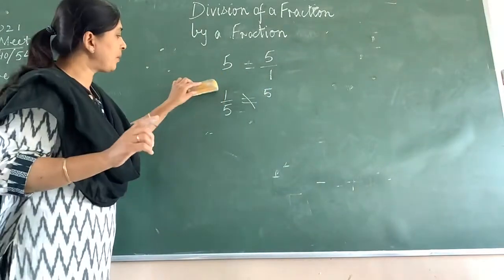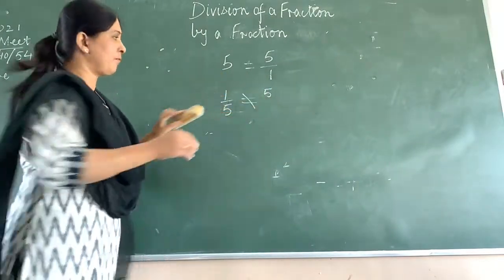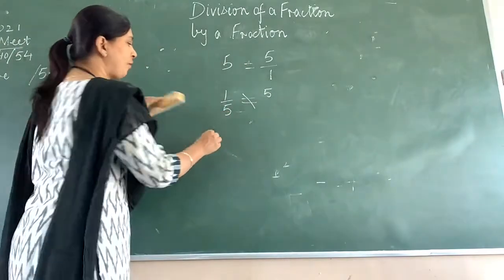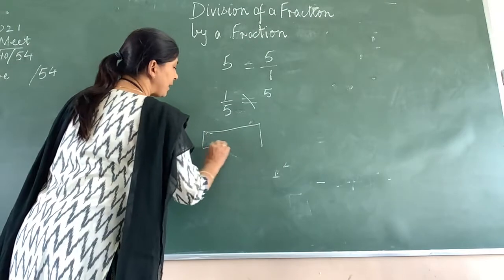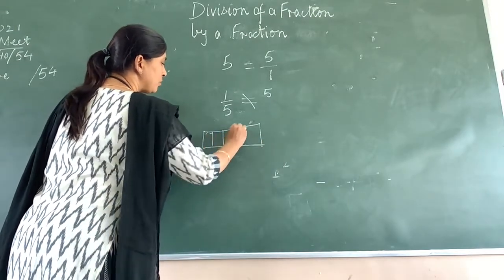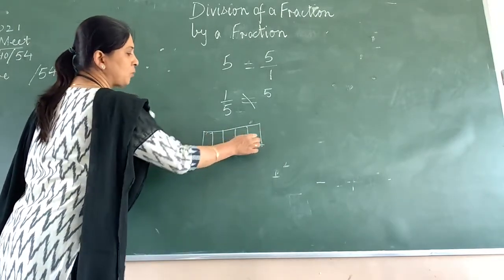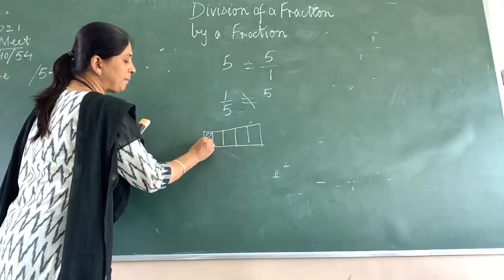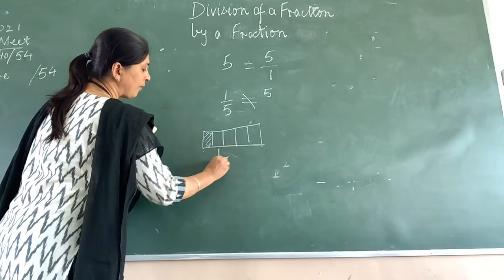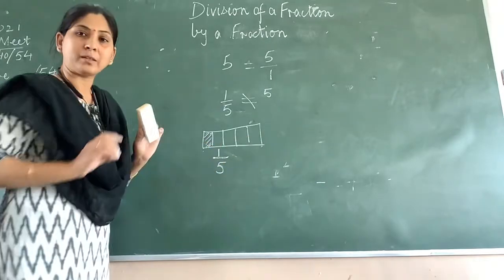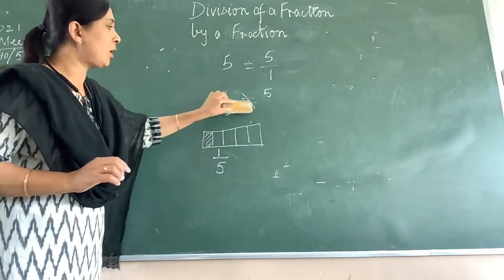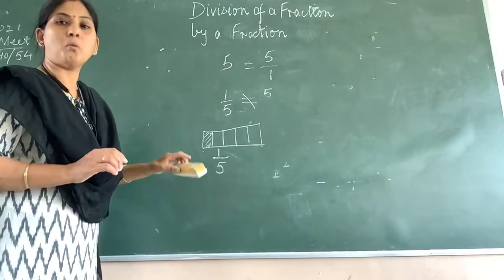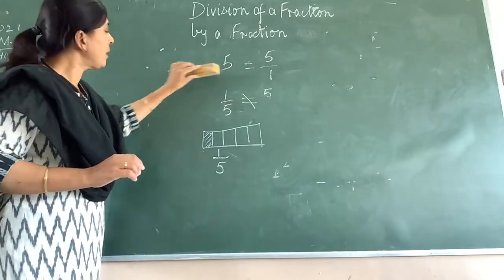What is the difference between 1 over 5 and 5, children? 5 is a whole number, that means 5 things. And 1 over 5 means one thing is divided into 5 equal parts. 1 over 5 means we are talking about one part out of the 5 parts of a thing. So 1 over 5 does not mean 5. 5 means 5 over 1. Okay, children?